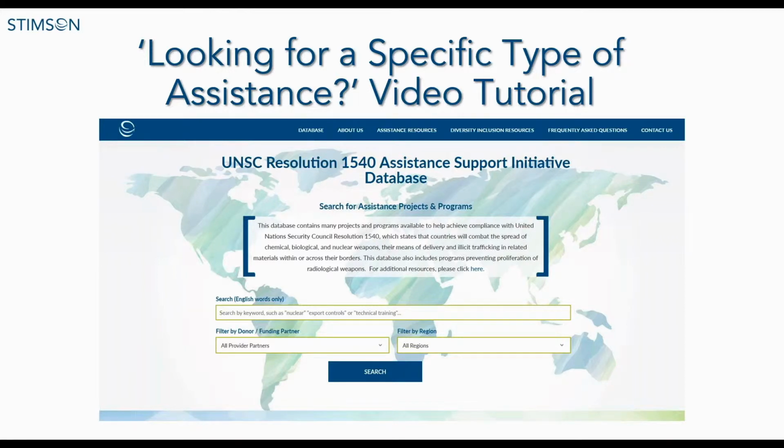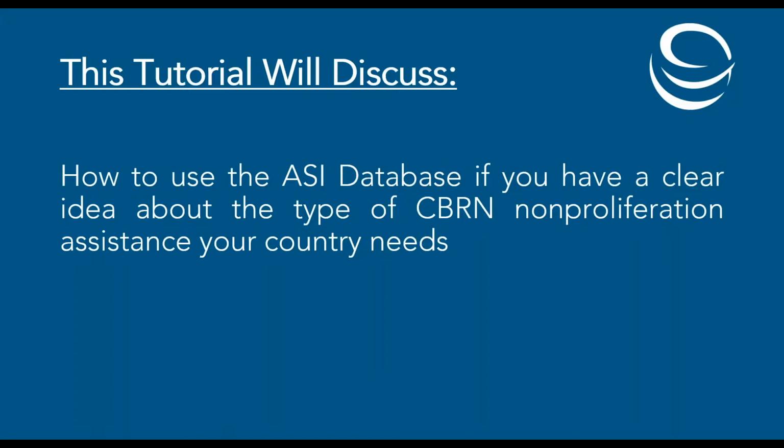Hello, and welcome to the Looking for a Specific Type of Assistance video tutorial for the United Nations Security Council Resolution 1540 Assistance Support Initiative Database, or ASI Database for short. This video will explain how to use the ASI database if you already have a clear idea about the type of CBRN non-proliferation assistance your country needs.